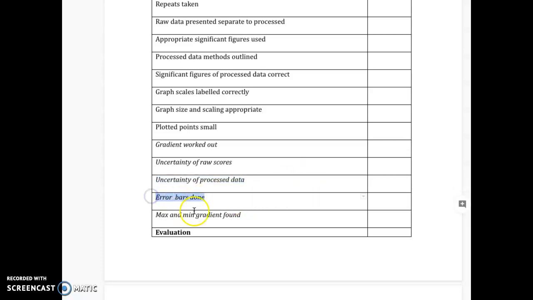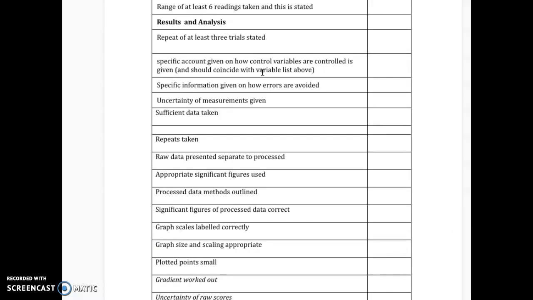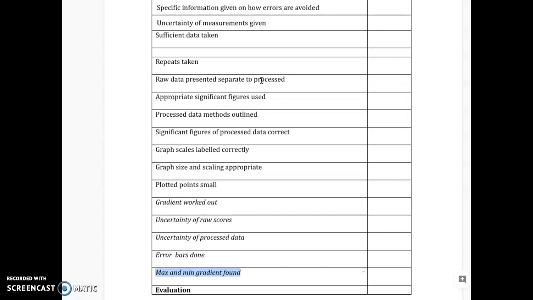That you've done your error bars and your maximum and minimum gradient are found. So this is what you definitely need to have for your results and analysis. And although I've already spoken about conclusion, the conclusion section would come into evaluation, and I'll talk about that next.